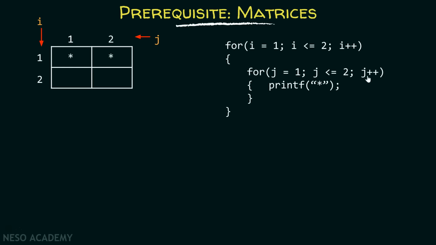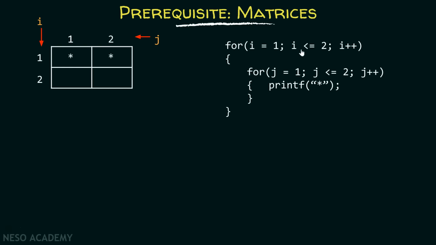Now we again increment the value of j after printing star. Now j becomes 3. As 3 is not less than or equals to 2, therefore we come outside of this for loop, right? Why do we want 2 here? Because there are only 2 columns, right? After completion of this for loop, we come to this point, that means incrementing the value of i. Previously i was 1. After increment it becomes 2.